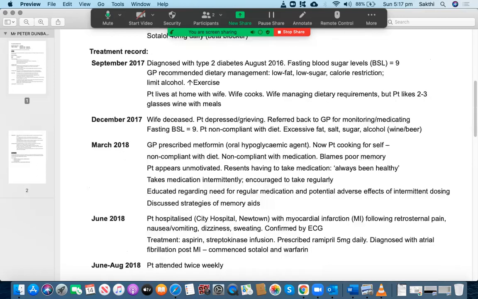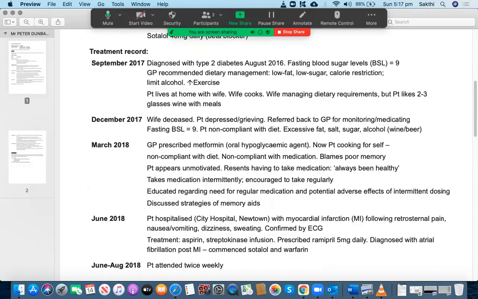Okay, treatment record: September 2017 diagnosed with type 2 diabetes, August 2016 fasting blood sugar level BSL equal to 9. GP recommended dietary management: low fat, low sugar, calorie restriction, limit alcohol, increased exercise. Patient lives at home with his wife. Wife cooks and manages dietary requirements, but patient likes 2 to 3 glasses of wine with meals.